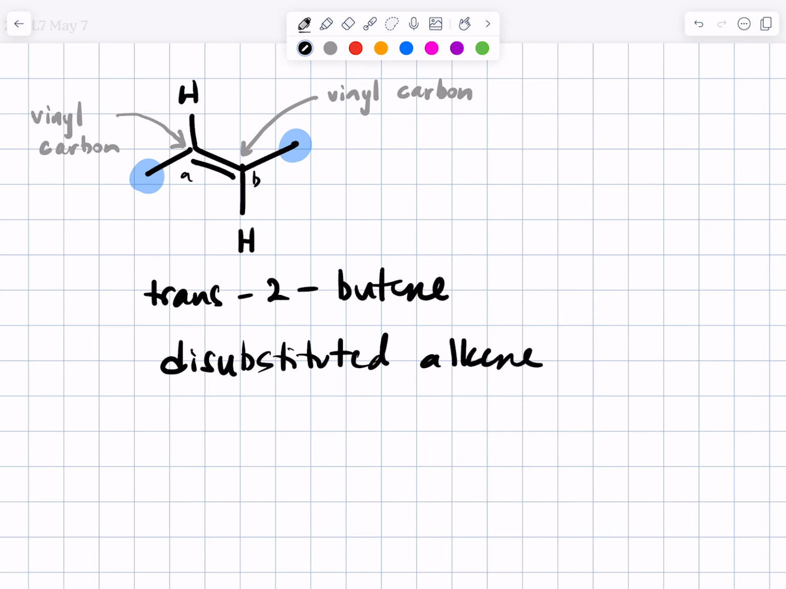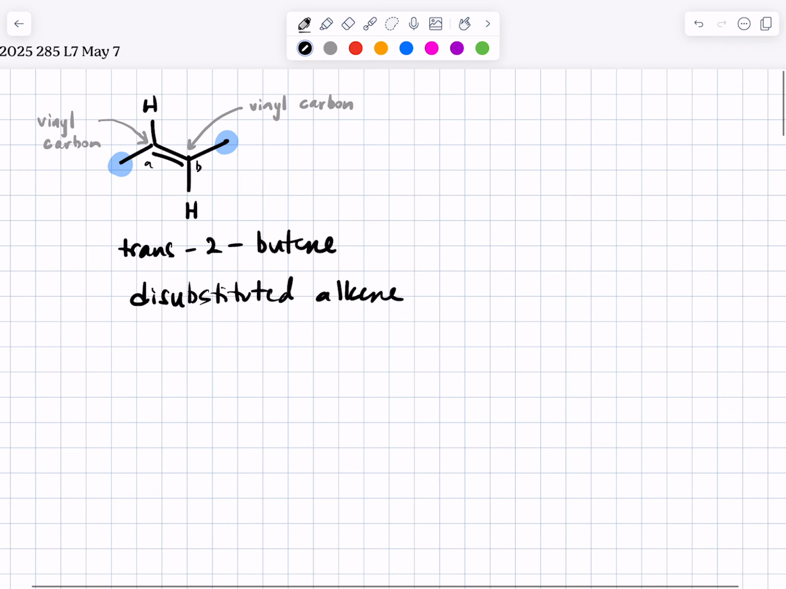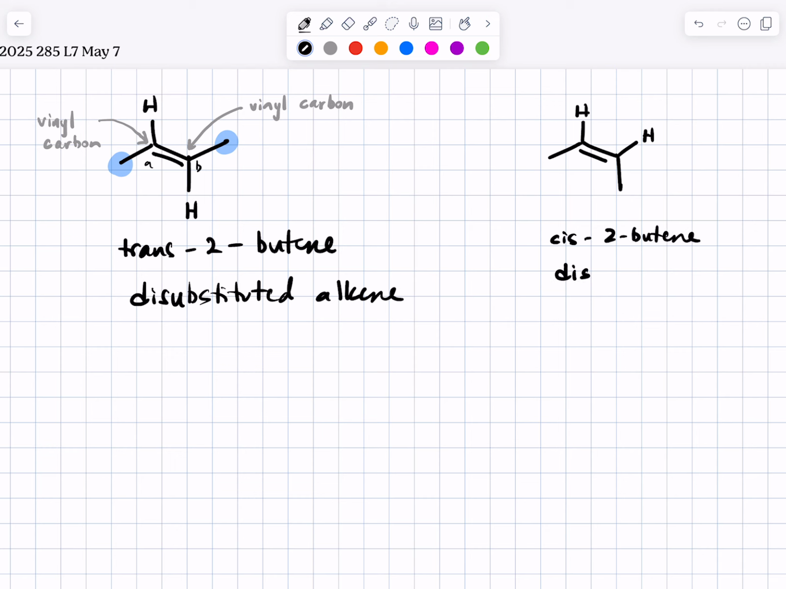Okay? Now, there's another molecule, another isomer, we would say, of trans-2-butene. It is also disubstituted, but we're going to call it cis-2-butene. And the reason we're calling it cis is because the non-hydrogen thing on vinyl carbon A is on the same side of the alkene as the non-hydrogen thing on vinyl carbon B.